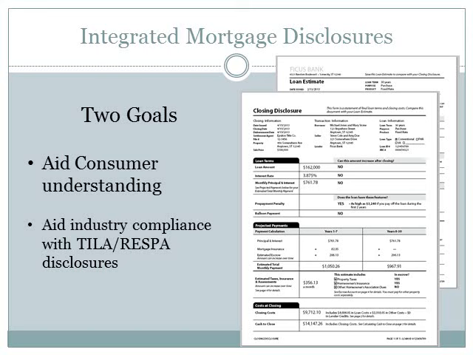The CFPB believes the new disclosure forms will be easier to use and will improve consumer understanding of key loan terms, features, and risk factors. The CFPB also believes the new forms will aid industry compliance with the TILA and RESPA disclosure laws. The new forms were created to streamline the current disclosure documents and to give the consumer a more cohesive and uniform disclosure.